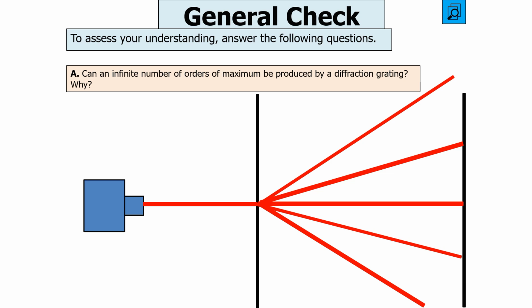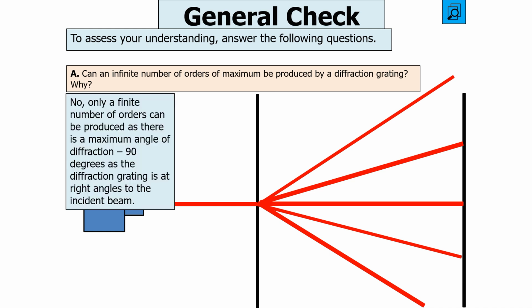Can an infinite number of orders of maximum be produced by a diffraction grating and why? Pause the video now, then unpause the video when you want to go through your answer. No, only a finite number of orders can be produced, as there's a maximum angle of diffraction, 90 degrees, as the diffraction grating is at right angles to the incident beam.